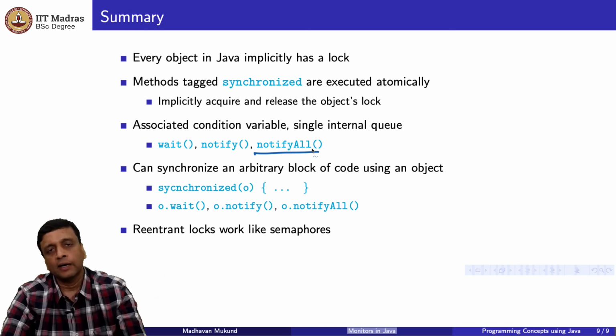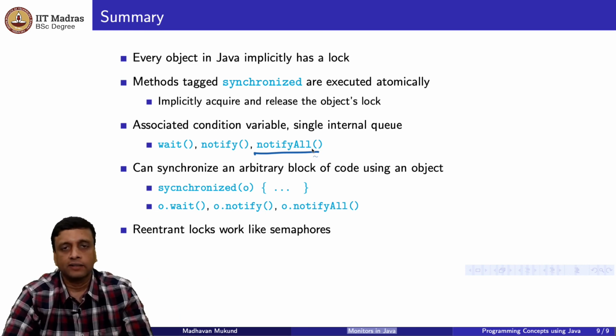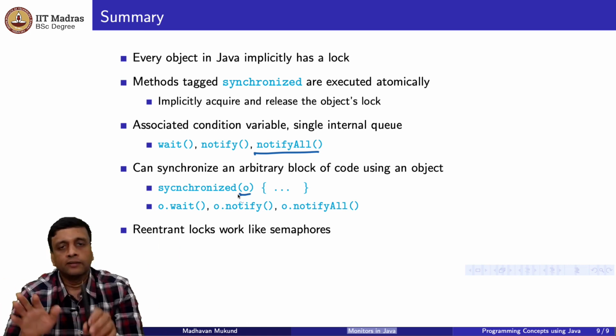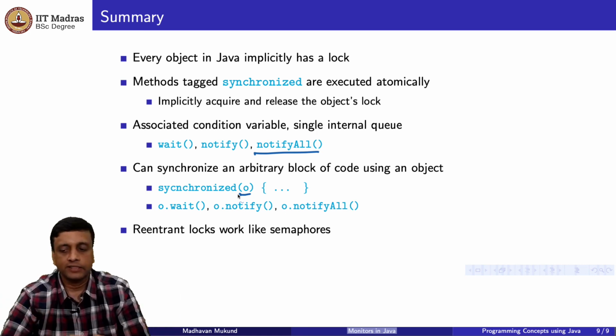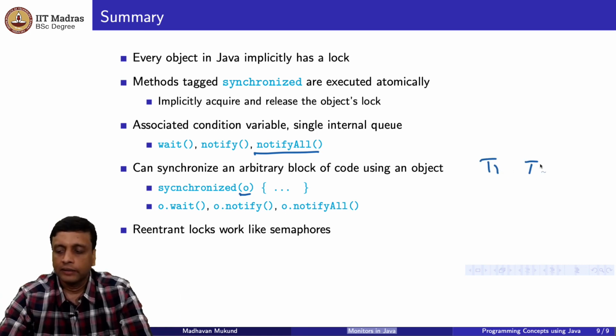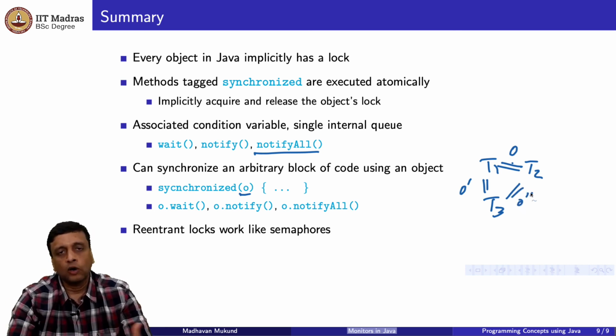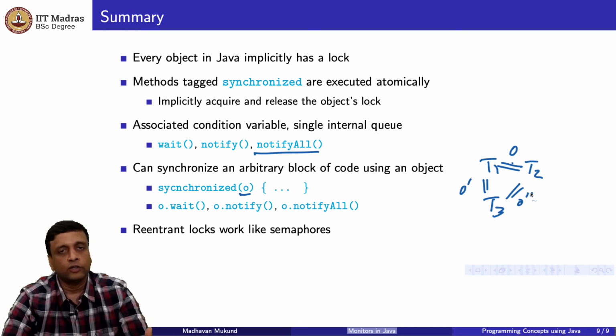But you can also take an arbitrary object and synchronize based on that, not on the current object. So you can take any object O. Every object in Java has got a lock. So you can say I want to synchronize on that object. You can say these two threads synchronize on one object, and this thread on another. So you can have a very diverse setup. You could have T1, T2 and T3, and these two could synchronize on some O, and these two can synchronize on some O prime, and these two can synchronize on some O double prime. They are not all tied to synchronizing on the same thing.